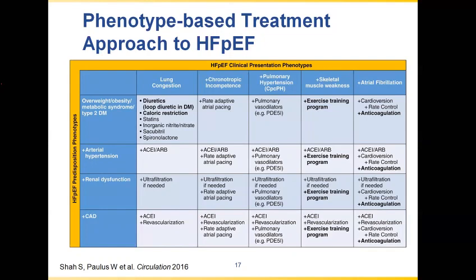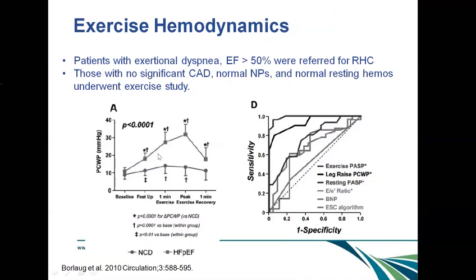So this is again showing you the importance of exercise hemodynamics in patients with heart failure with preserved ejection fraction. It shows that the pulmonary pressure shoots up with exercise, and also with leg raising and fluid bolus challenge also. Just like you give it in constrictive pericarditis or restrictive cardiomyopathy, you can use the same test here also to show that the person has diastolic dysfunction. So as you can see, the specificity and sensitivity compared to the echo findings of E by E prime or BNP or the ESC algorithms increase when you do these invasive tests.